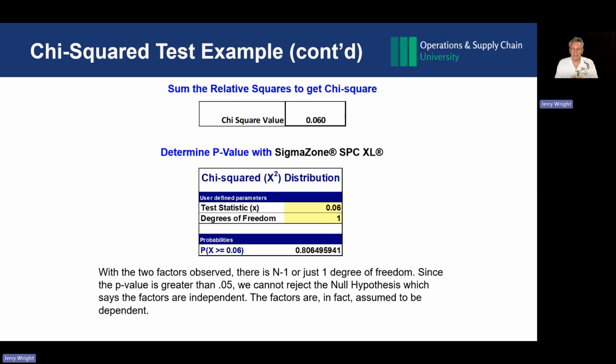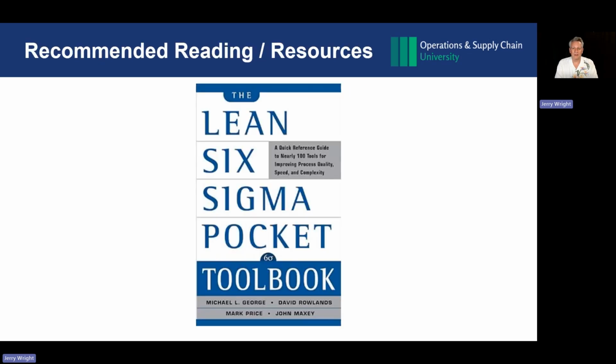So again, a little more math, a little more work to do with chi-square. But again, if you use SigmaZone, it can help you get to that pretty easily. Again, we've referenced this before. We'll reference it again. The Lean Six Sigma Pocket Toolbook is a great reference to have on hand as you work through some of these hypothesis tests. That's it for ANOVA and Chi-Squared.